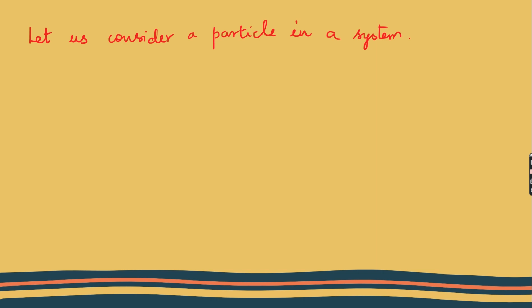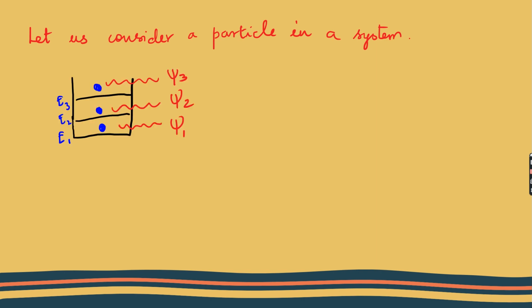Let us now talk about the wave function. Let us consider a particle in a system. I can say a particle is in some system here. Now this is a box, and it has energy levels like E1, E2, E3 and so on. I do not know where my particle is. It can be at E1, E2 or E3, but I do not know. If it is at E1, it can have wave function psi1. If it is at E2, it can have wave function psi2, or psi3 if it is at energy level E3.